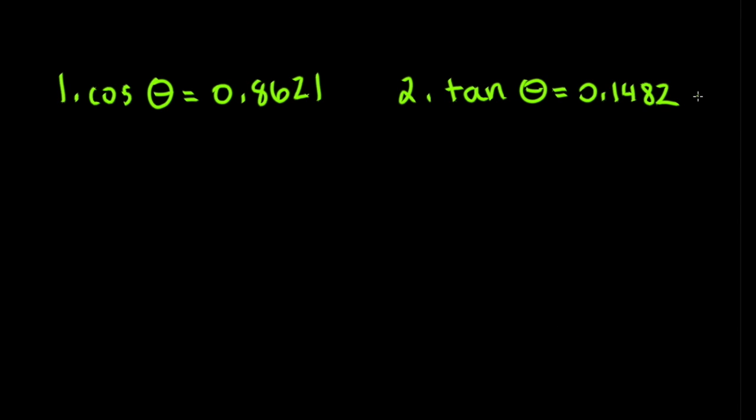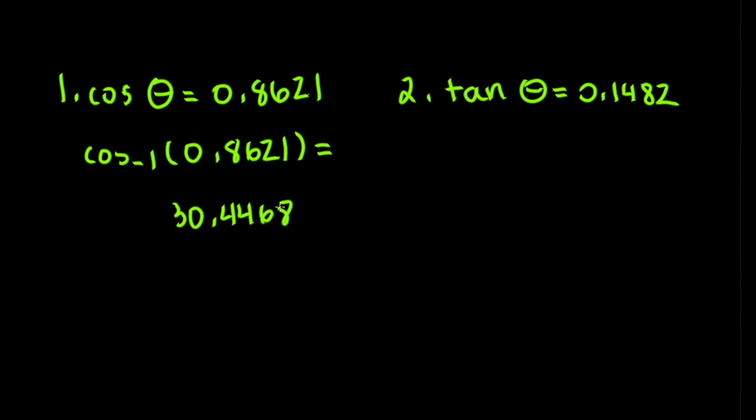Now we are going to learn how to find the measure of an acute angle to the nearest minute instead of using the tenth of a degree. Let's look at our problems. So the first thing we need to do is the same as what we did earlier. We are going to press cosine to the -1 on our calculator and then type in 0.8621. The answer comes out to a very long number, which I will write on the screen. 30.4468052.